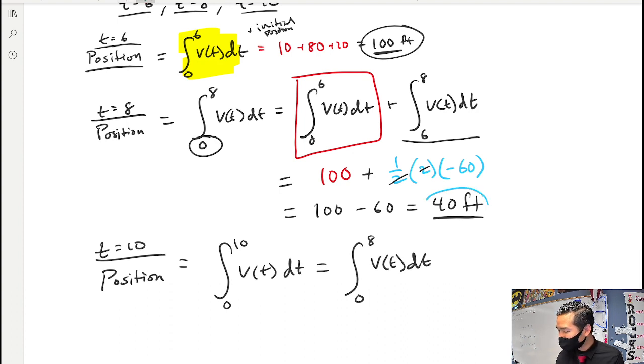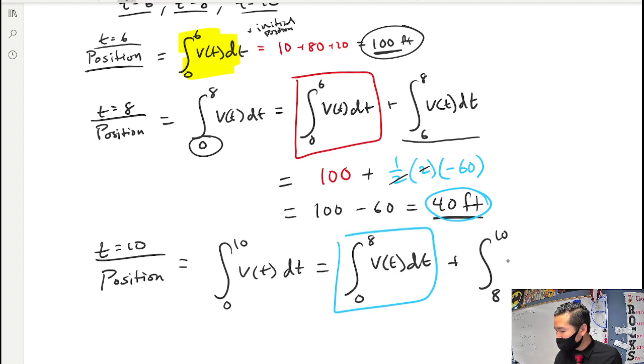What's that answer? 40. Boom. And then just add the remaining 8 to 10 of v of t dt. Well, go look at the graph. What does it look like from 8 to 10? It's another triangle, isn't it? Yeah. I'll pause there for you to write this down, and then we'll go look at the graph and see if we can calculate the area of that triangle, which I think is going to be positive now, isn't it? Because it's going forward.